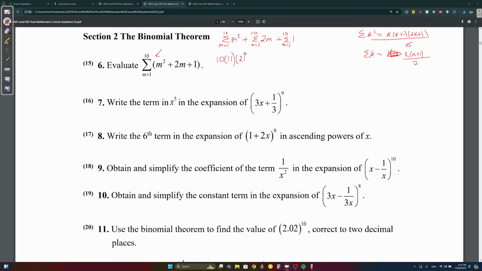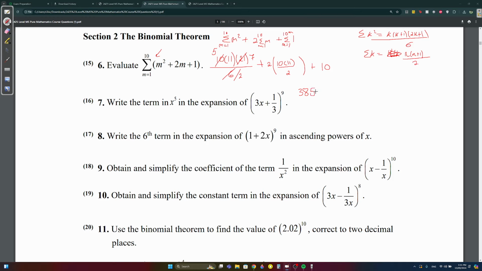Plus this is 2 sigma m, right? So this can be written as 2 sigma m up until 10, m equals 1. Sigma m is n(n plus 1) over 2, so it's going to be 10 times 11 over 2, multiplied by 2. Plus sigma 1 up until 10. You just do 1 times 10, so 10. Okay, let's see here. This with this, 7, 2. This with this, 5. Okay, 5 times 11 times 7, 55 times 7, 385.